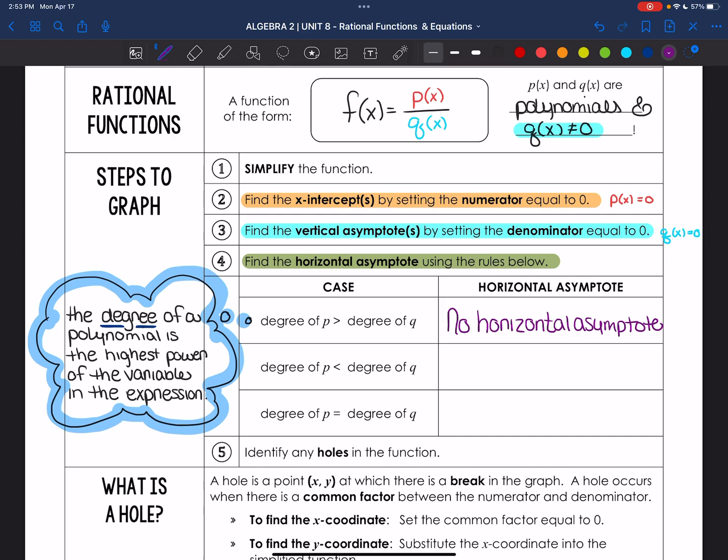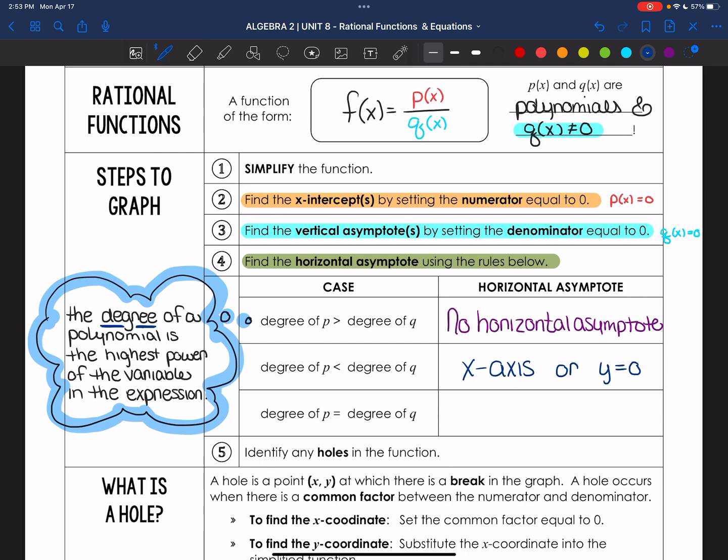However, if the degree of p is less than the degree of q, then this is going to indicate that we will have a horizontal asymptote. It's going to be the x-axis, or we could write that as y equals 0. That would be the equation of that line where our asymptote would be.